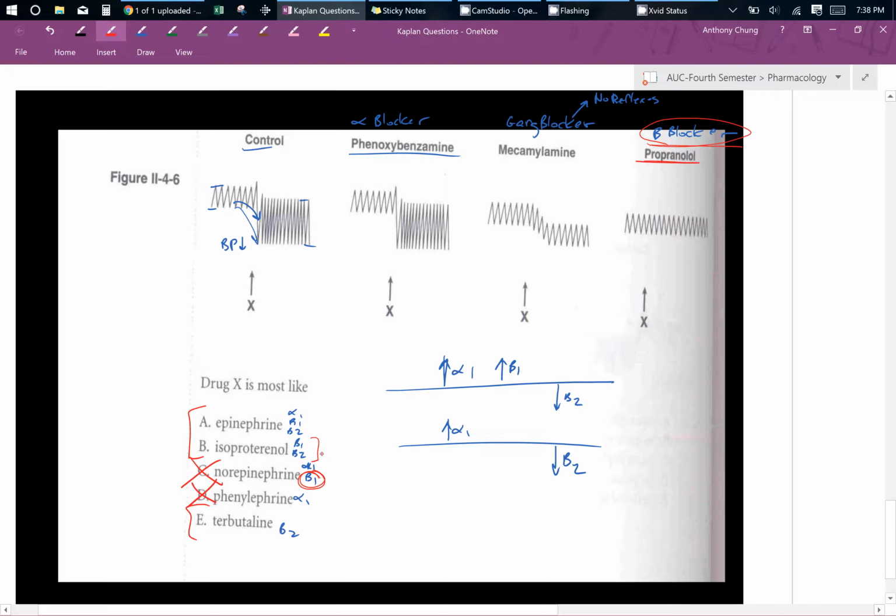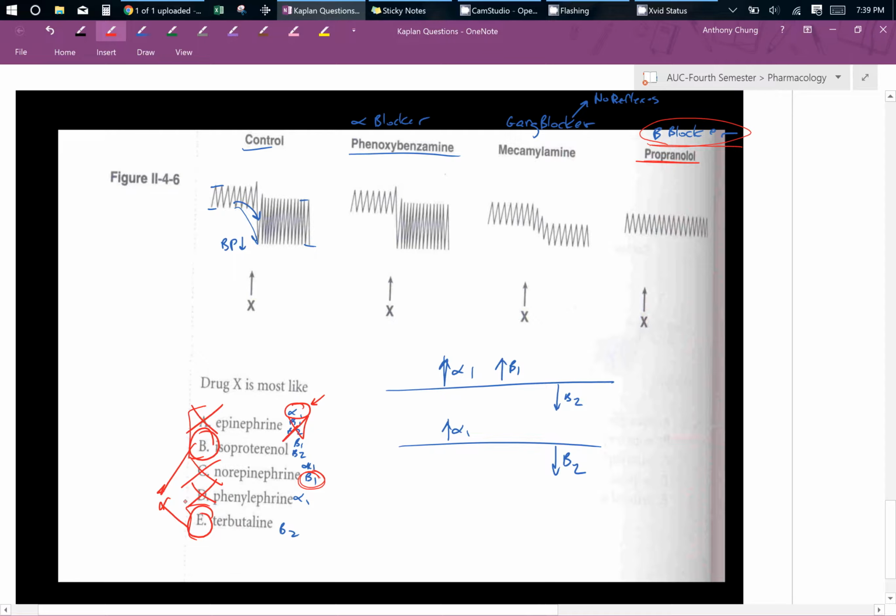Isoproterenol, a beta 1 and beta 2 agonist: you eliminated both, you killed both, and then nothing happens. So isoproterenol is still in our differential. And finally, epinephrine. If you eliminate beta 1 and beta 2, you still have an alpha 1. If there's still an alpha 1, that would mean that this thing would increase your blood pressure. So it cannot be epinephrine. So the last two that it could possibly be are isoproterenol and terbutaline.